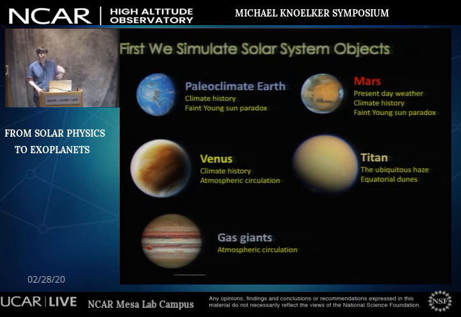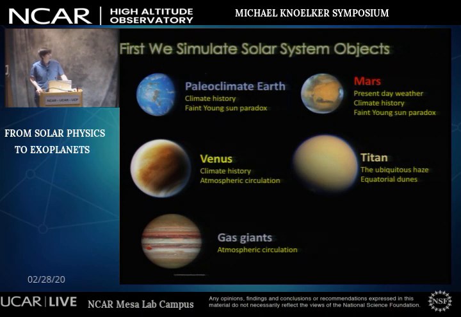because you have the same faint young sun paradox, except Mars was so much colder than the Earth, and received so much less insolation than the Earth already. So the faint young sun paradox becomes exacerbated, and it still remains unresolved today. And that's something we can use 3D models to study.